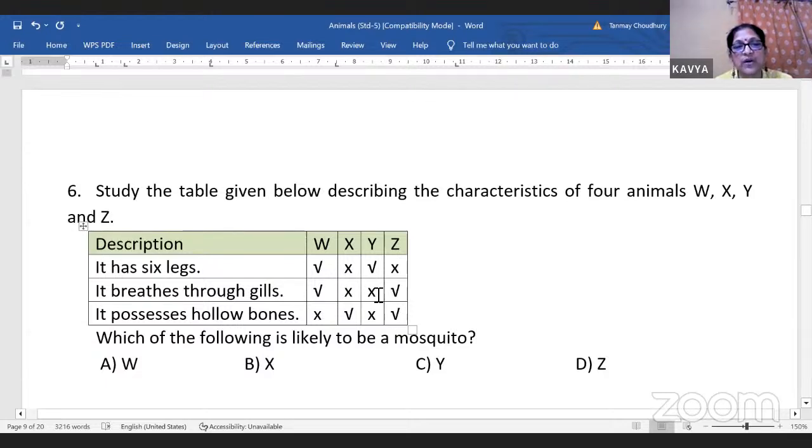Okay. So because it has got 6 legs, yes. It breathes through its gills, no. It possesses hollow bones, no. Mosquito doesn't possess any bones. So this will be the answer. So answer will be Y.